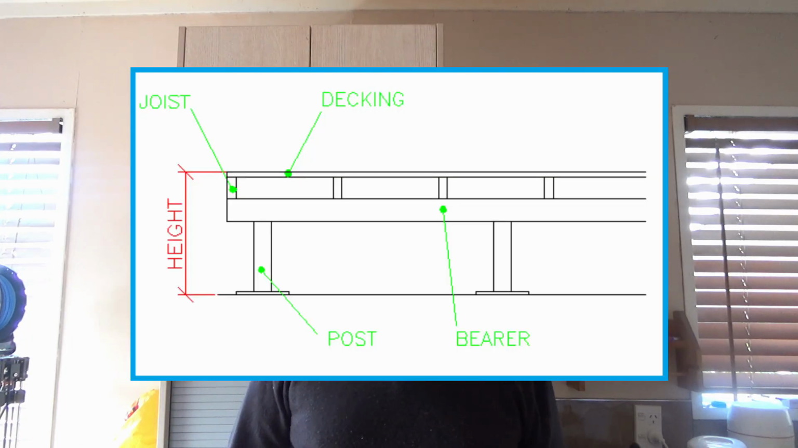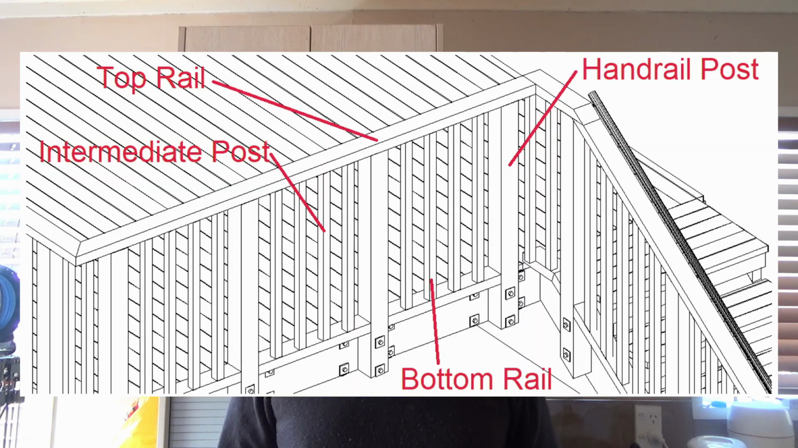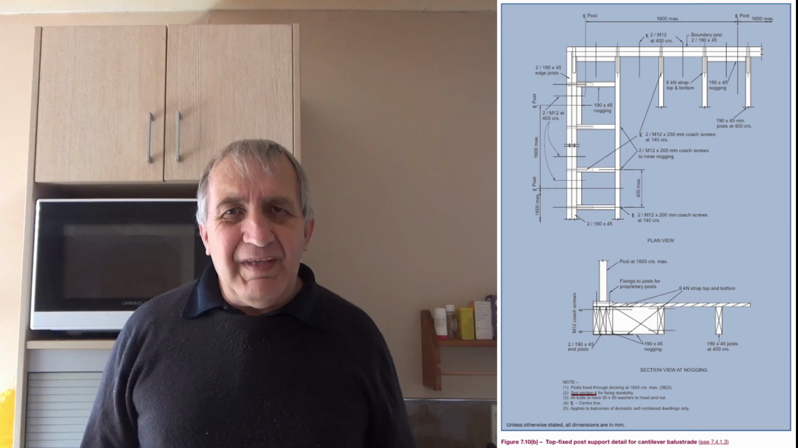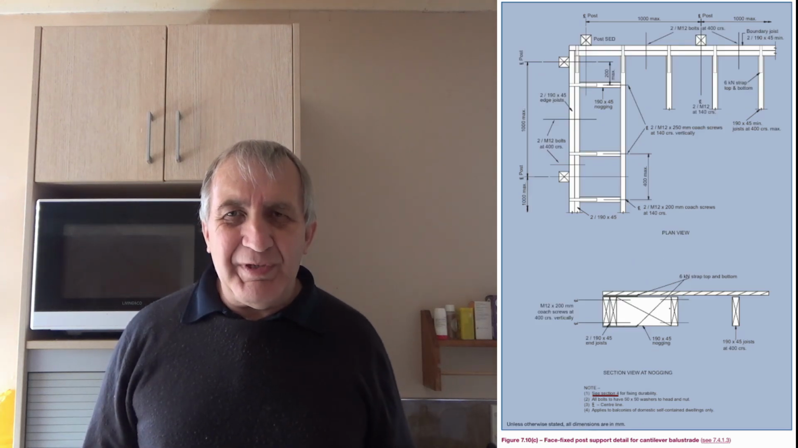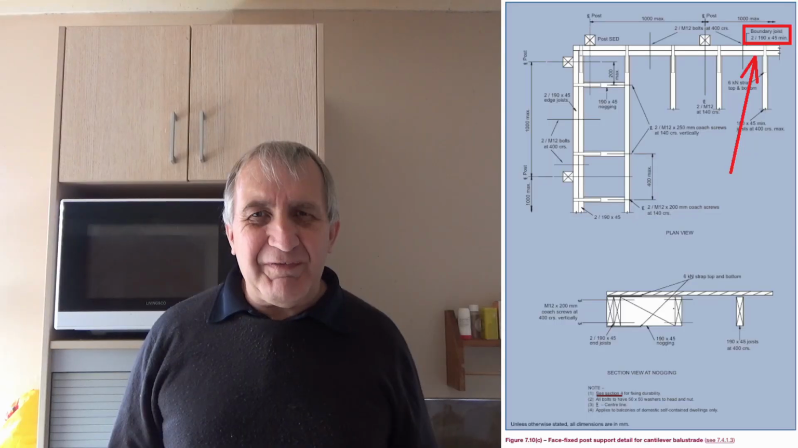So the first consideration is how high is your deck? If your deck is more than 1 metre above the ground, you're going to need a barrier on your deck. And because you need a barrier, it needs a minimum joist size of 190 by 45 millimetres. This is shown in NZS 3604 under figure 7.10b and 7.10c.